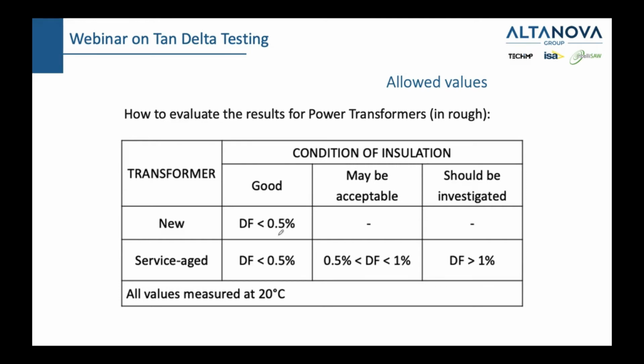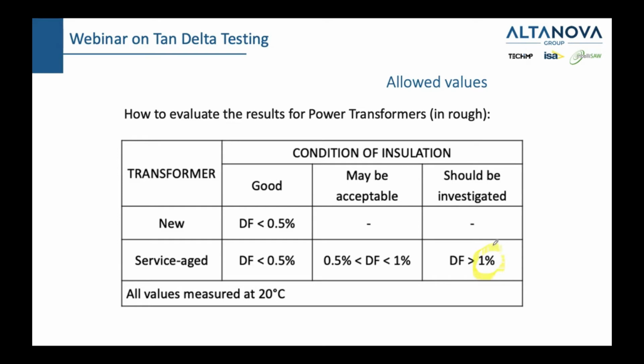Then, if the number is between 0.5 and 1 for a service stage transformer, then we talk about also good insulation, acceptable insulation, and only if tan delta is bigger than 1%, only in that case we have the right to suspect that there are some problems happening inside. So what I'm saying here is that maybe you have noticed that all of a sudden I've started using percentages.